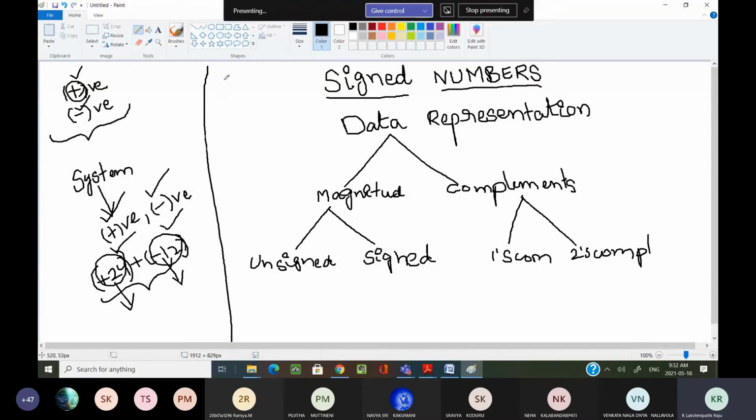Now, clearly, we don't face any problem for positive numbers. Positive numbers do not create any problem for us. Negative numbers will create some problems, so we have to clearly represent negative numbers. We have to give a clear instruction to the system: this is my negative number. Like that, we have to give a clear representation.